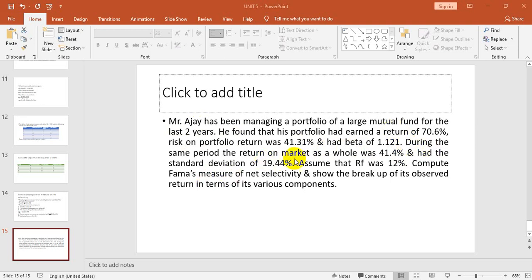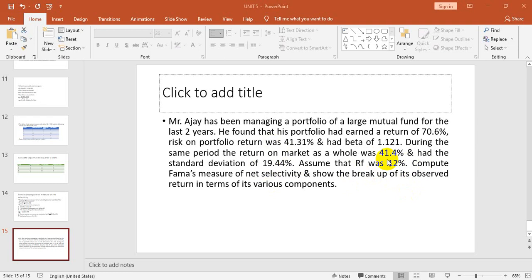During the same period, the return on the market as a whole was 52.9, so RM is 52.9, and it had a standard deviation of 20.9. Assume that RF was 14%. Compute Fama's measure of net selectivity and show the breakup of its observed returns in terms of its various components. So this is the question.